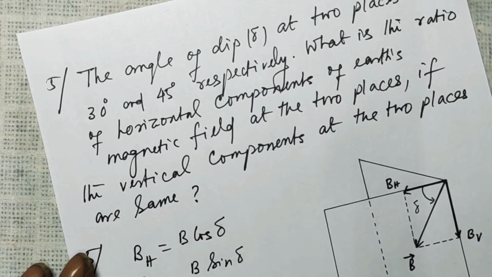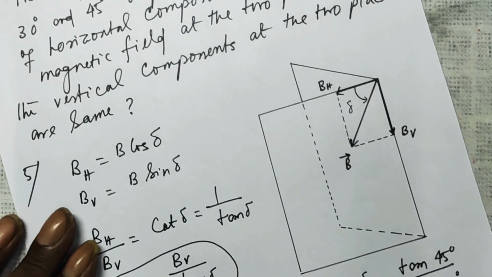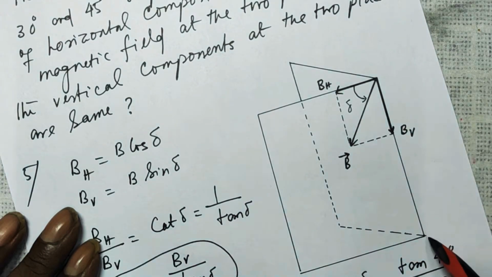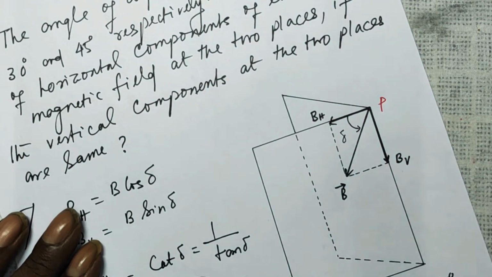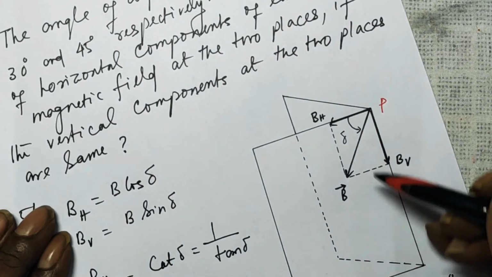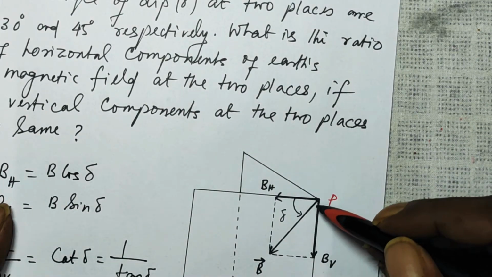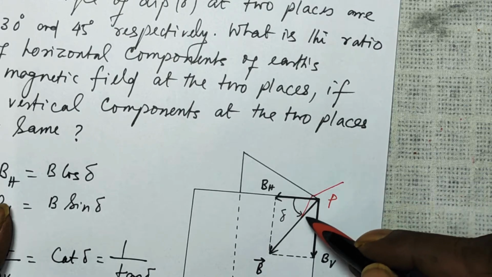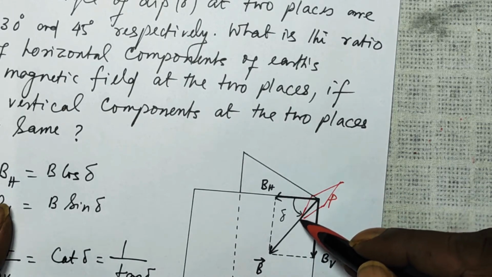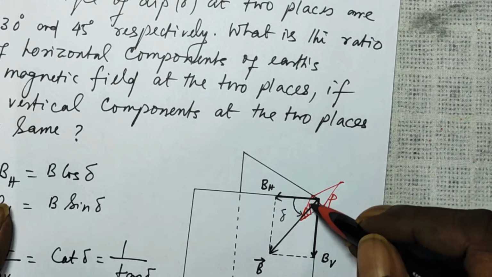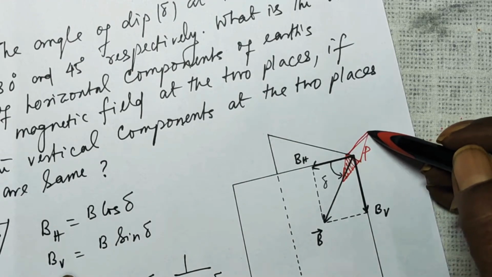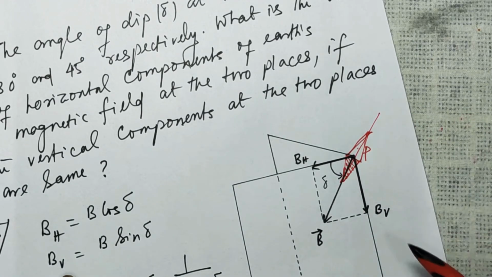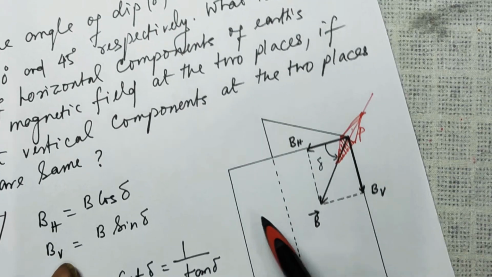Now then come back to question 5. It's a small numerical. Now look, this one is your magnetic meridian, and this is the point P. Now, this is your magnetic needle. When suspended freely in the magnetic meridian, the axis of the needle remains in this plane.